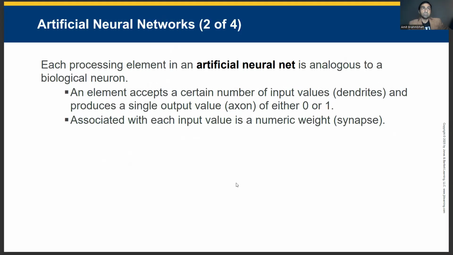Slide 34, Artificial Neural Networks, 2 of 4. Here, artificial neurons are introduced as units that accept inputs, multiply each by a weight, sum them, and output either a 0 or 1. This structure allows networks to detect patterns and make classifications. It's the foundation of modern machine learning.